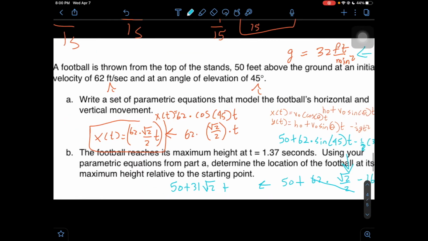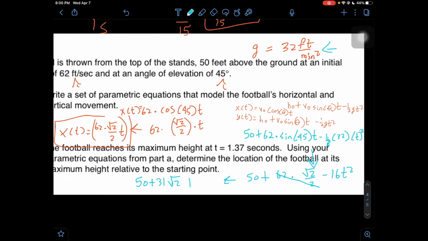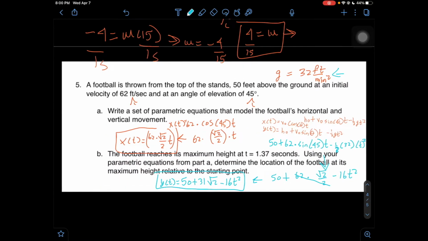y of t equals 50 plus 31 square root of 2 t minus 16 t squared, and that is our second equation. So the equations for our 5a question are this x of t right here and this y of t right here. Let's combine those equations and put it up top so we can do b.